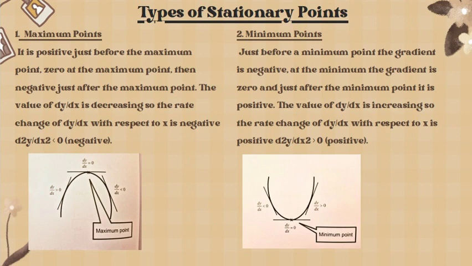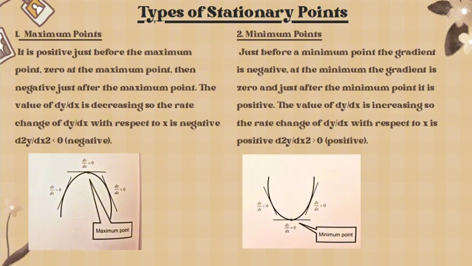Alright, so the next one will be types of stationary points. We have three types of stationary points. The first one is maximum points. The gradient is positive just before the maximum point, zero at the maximum point, then negative just after the maximum point. The value of dy/dx is decreasing, so the rate of change of dy/dx with respect to x is negative, which means d²y/dx² is negative.